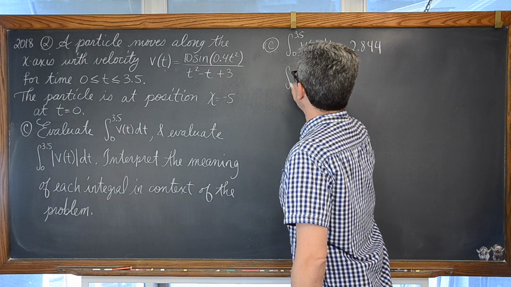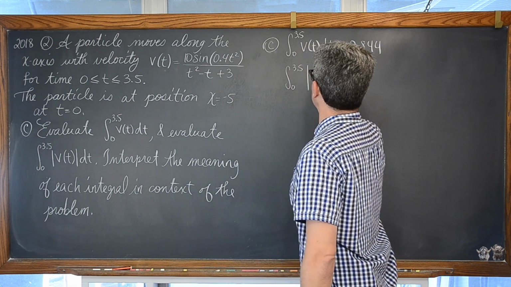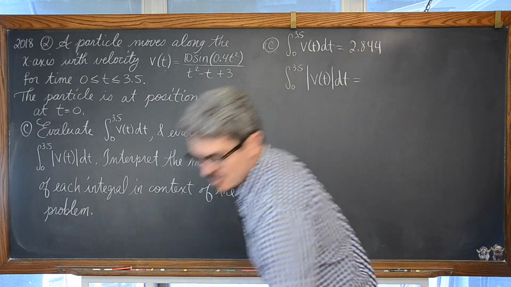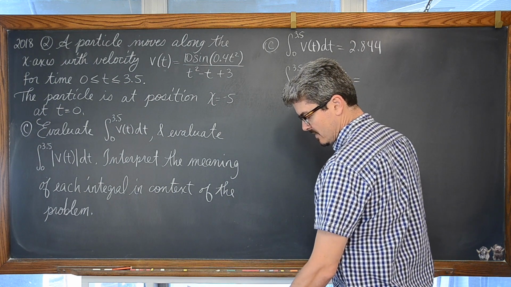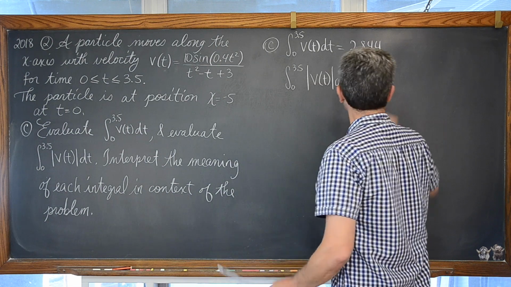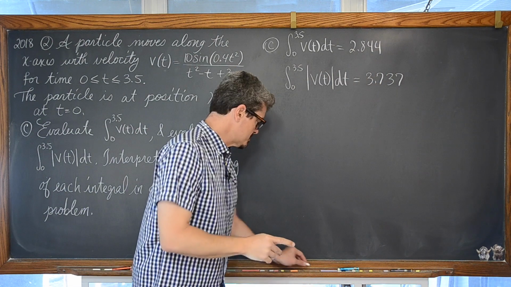And then we have the definite integral from 0 to 3.5 times the absolute value of v of t dt. And that should usually be a different number. We're looking at 3.737. And here's the deal.